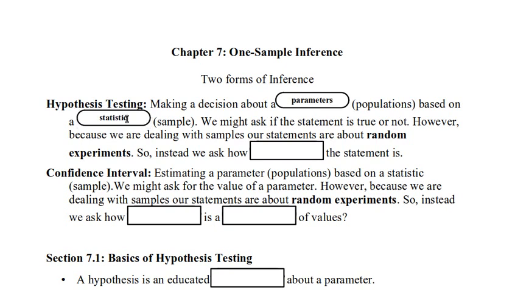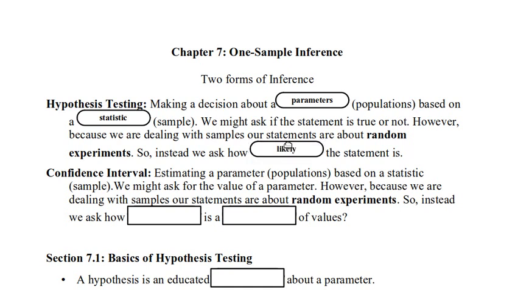a sample. Now, that may sound like the only way you can make decisions. You've got the limited information available to you, and you use that information to make a general claim about a population. In statistics, we look at this from the point of view of how much variation could be in that sample. So we might ask if the statement is true or not. However, because we're dealing with samples, we need to remember that our statements are about random experiments. So instead we ask how likely the statement is.